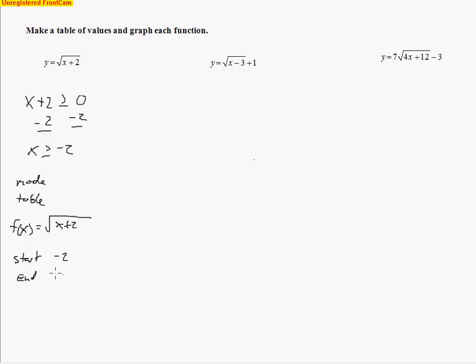Let's end at positive 2. And so I'll go ahead and have a step value. Step value is what kind of interval do you want to use? I'm going to just use a step value of 1. And then I'm going to press equals, and it's going to give me this table.